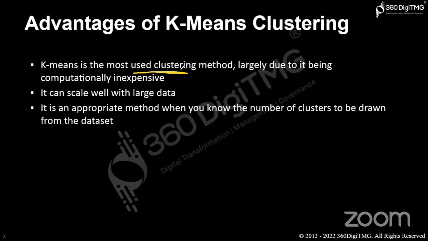K-means is the most used clustering method, normally, when compared to unsupervised hierarchical clustering, because it is computationally inexpensive. All we are doing is simply calculating the Euclidean distance. Based on the Euclidean distance, we calculate the mean, and based on that we form the cluster. We are not doing that many calculations, so it is not that computationally expensive.